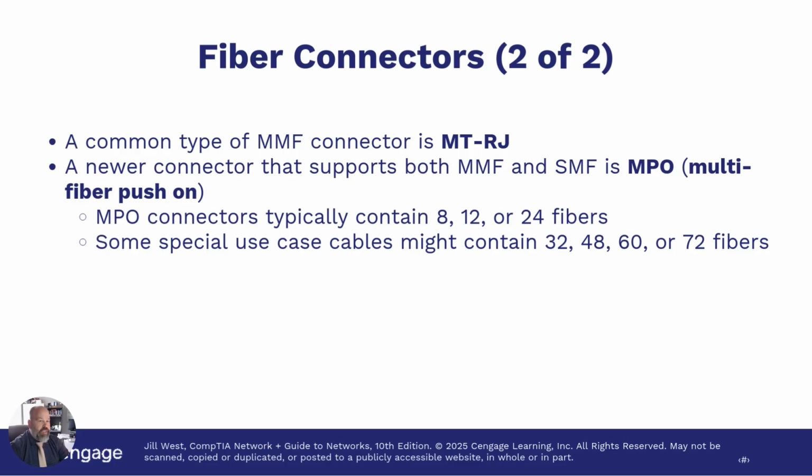For MMF, the MTRJ connector is common and handles multiple fibers in one connector. But the real star is the multi-fiber push-on, which is the MPO, because that supports both MMF and SMF, and it usually contains 8, 12, or 24 fibers. Some can have like 32, 48, 60, or even 72, but they're typically 8, 12, or 24. So imagine having dozens of data highways in a single connector. That's some pretty serious bandwidth there.